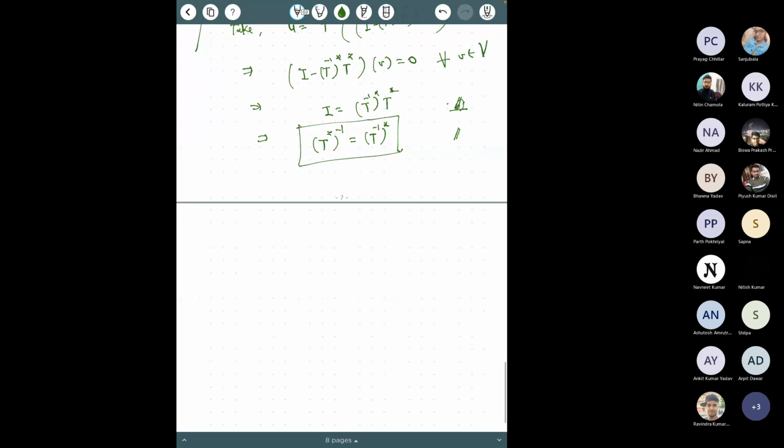So do you know what a Hermitian matrix is? Yes, sir. What is it? Conjugate transpose equal to itself. The matrix itself, right? Sure, yeah.